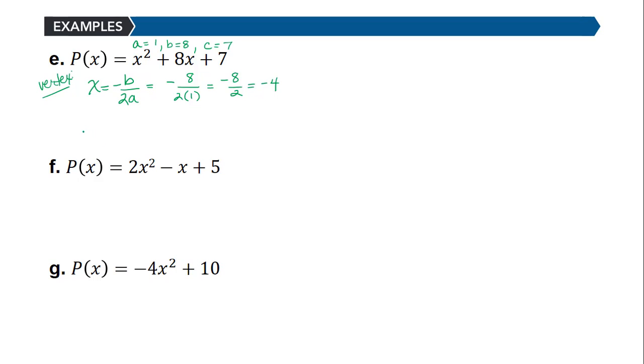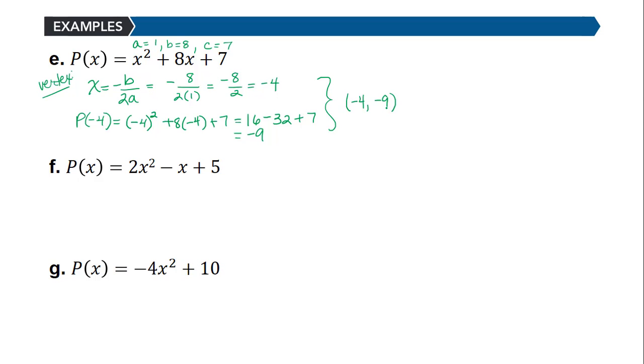So the y value of the vertex is found by doing p of negative 4. So we would have in parentheses negative 4 squared plus 8 times negative 4 plus 7. And this is 16 minus 32 plus 7, or negative 16 plus 7, which is negative 9. So the vertex is negative 4, negative 9.